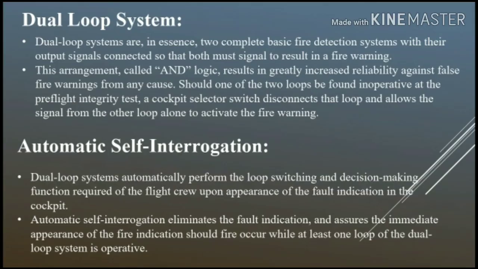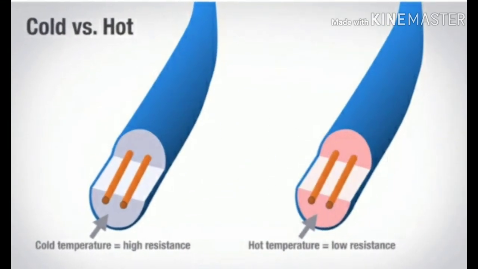Dual loop system. Dual loop systems are in essence two complete basic fire detection systems with their output signals connected so that both must signal to result in a fire warning. This arrangement, called AND logic, results in greatly increased reliability against false fire warnings from any cause. Should one of the two loops be found inoperative at the pre-flight integrity test, a cockpit selector switch disconnects that loop and allows the signal from the other loop alone to activate the fire warning.